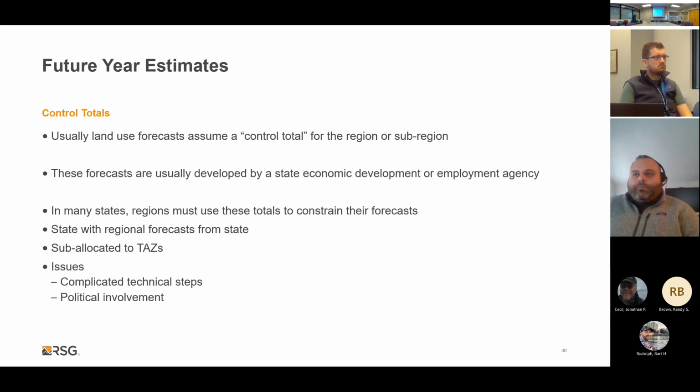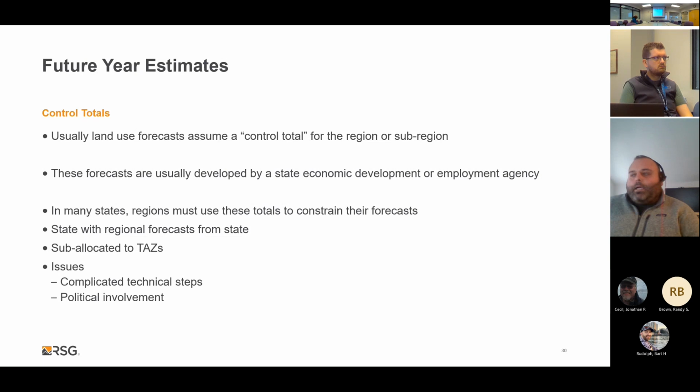These forecasts are usually developed by the state economic development agency or employment agency. In many states, they will purchase different economic forecasting models. REMI is a very common one that's used by many states.